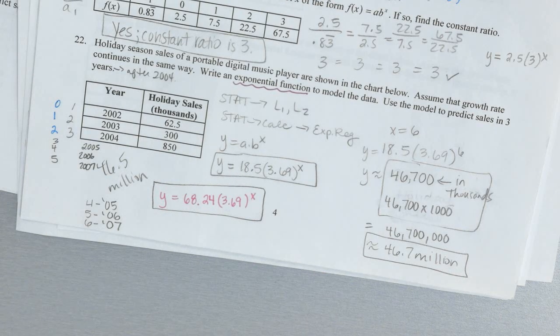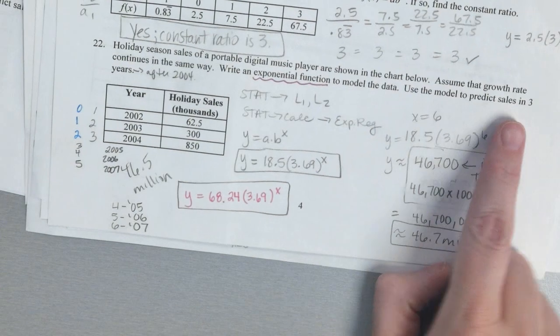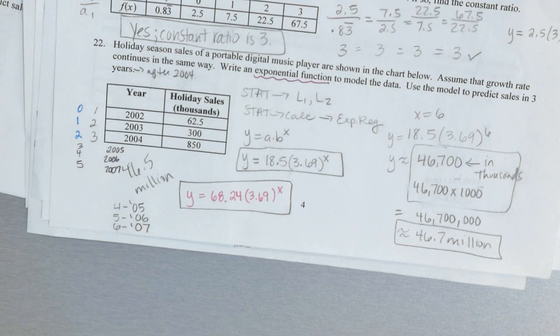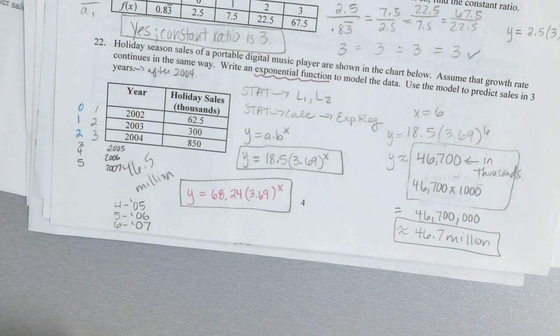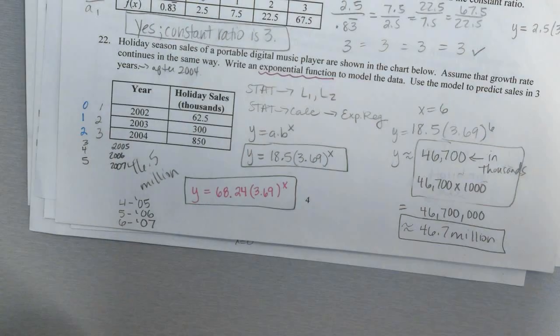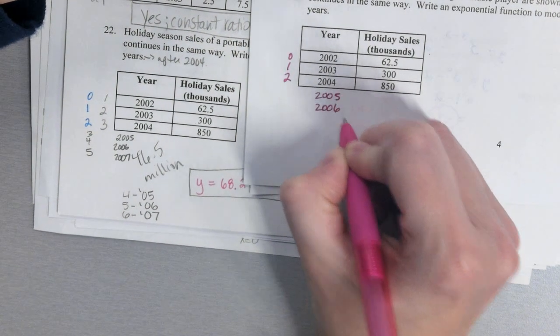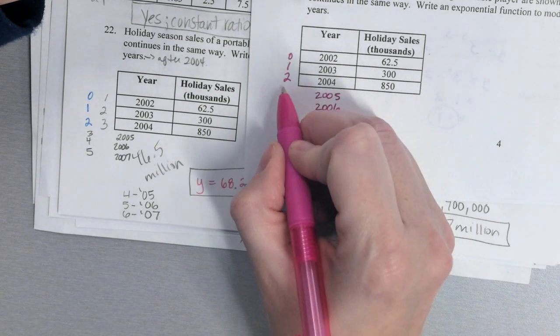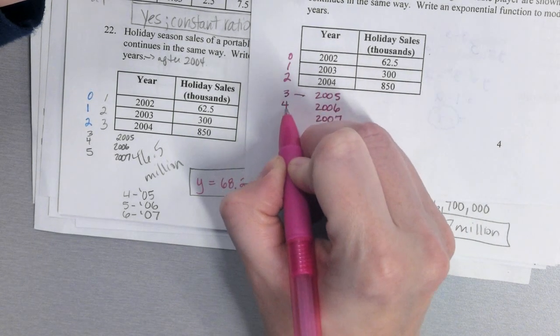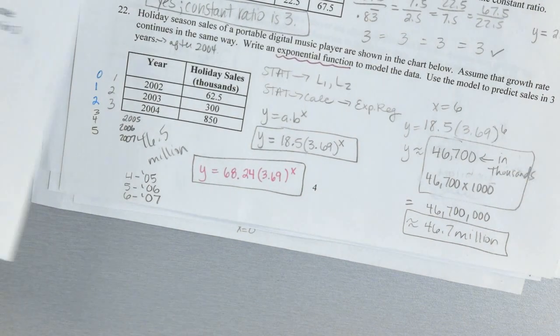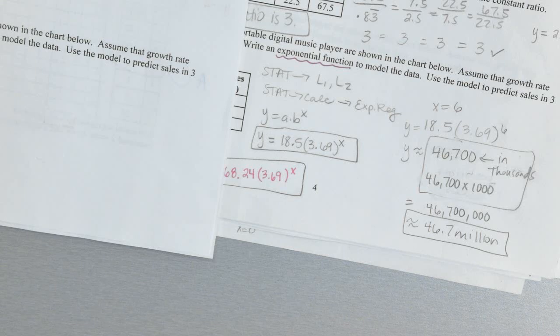And then one thing I didn't like about this question, and it's something that I changed on your test, is I thought this was confusing. It says in 3 years. It should say 3 years after 2004. So if it's 3 years after 2004, that means you're going to find this for the year 2007. So if this is 0, 1, 2, this would be 3, this would be 4, this would be 5.